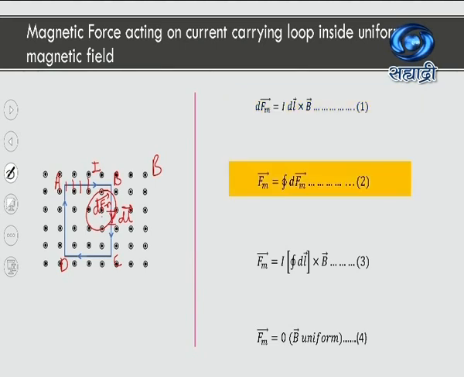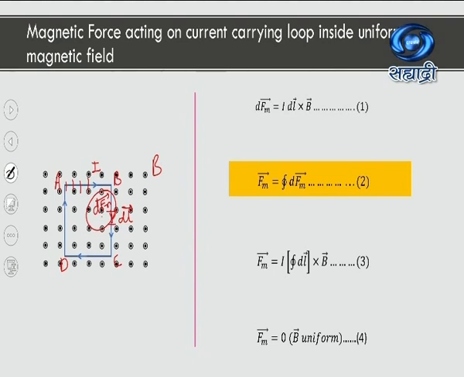Therefore, the total magnetic force Fm acting on the loop, starting from A back to A, is nothing but the sum of the magnetic forces dFm acting on each length segment dl, starting from A back to A. This can be done with the help of integration.